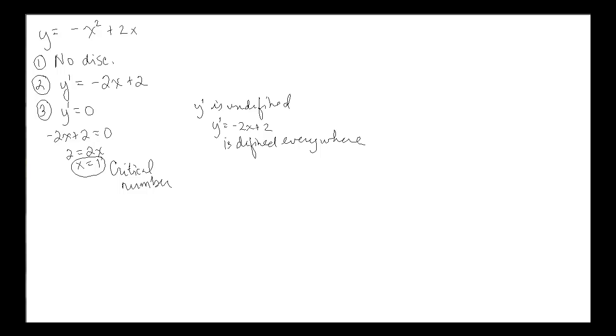Okay. Now what I'm going to do is I'm going to erase this because I need to make a chart. I'm going to have us recall what our original function was. Y prime equals negative 2x plus 2, and we have a critical number of x equals 1. Okay, so I'm going to use that to draw a chart, in fact.